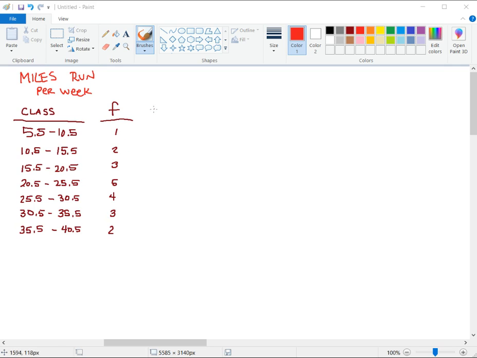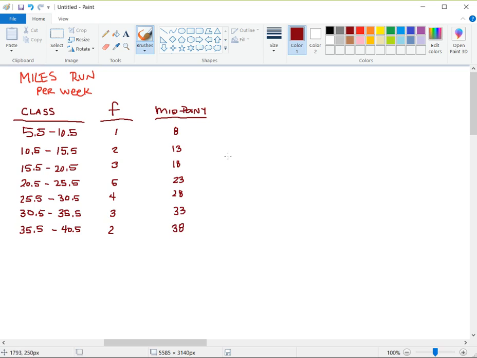But then we have to come up with a single number representing each class, and a good idea may be just to use the midpoint of each of our classes. So for example, in this case, the midpoint for the first is 8, and you can figure these midpoints out on your own to double check. 13 for the second class, 18 for the third class, 23, 28, 33, and 38.